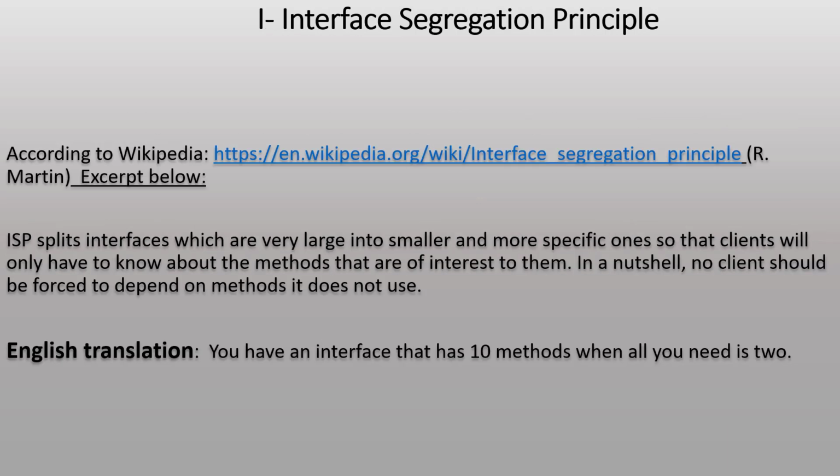There's the interface segregation principle. Again, from Wikipedia. ISP splits interfaces which are very large into smaller and more specific ones so that clients will only have to know about methods that are of interest to them. That doesn't sound too bad. In a nutshell, no client should be forced to depend on methods it does not use. English translation, you have an interface that has 10 methods when all you need is 2. If you control the application yourself, just make an interface. Go ahead and make a brand new interface to just have what's specific to the client. And I also have examples of this following. So let's get on to the next one.